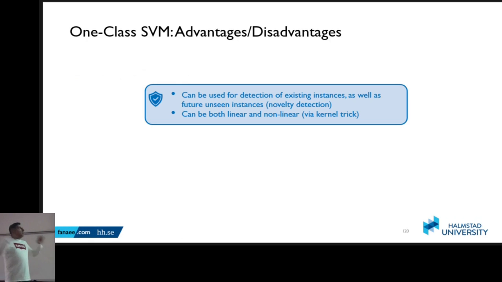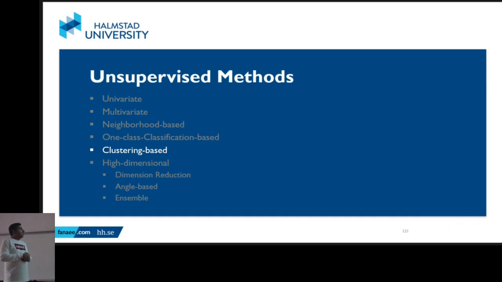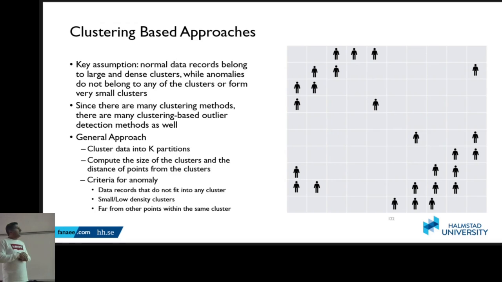It can be used for both detection of existing instances as well as future unseen instances, like novelty detection. And it can be both linear and nonlinear. This is the great advantage of one class SVM. But as I told you, it's sensitive to the input parameter of the proportion of outliers. And it also has poor performance on high dimensional data. This is another disadvantage. Then we have clustering-based approaches.